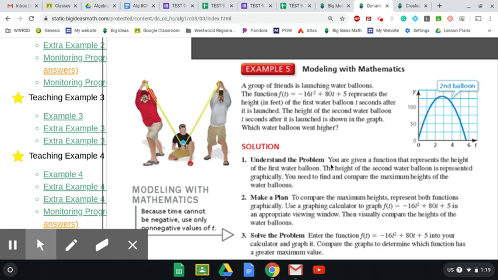So first, let's understand the problem. You are given a function that represents the height of the first balloon, that's this equation up here, and the height of the second balloon is represented graphically, that's this graph over here. You need to find and compare the maximum heights of the balloons.